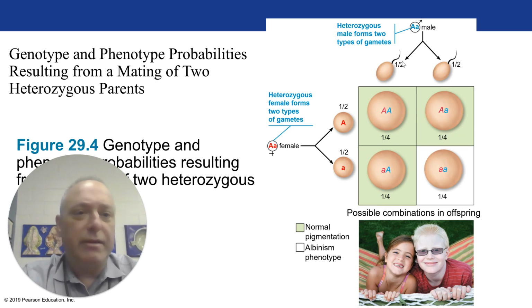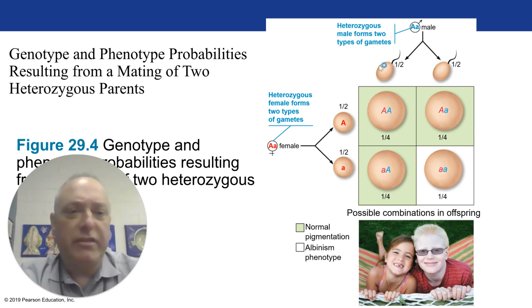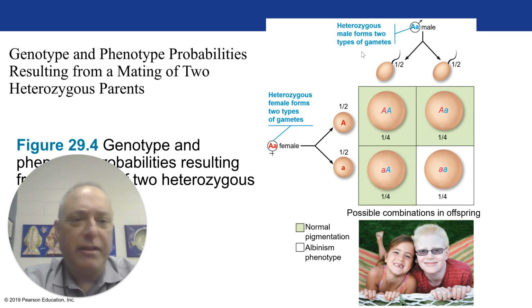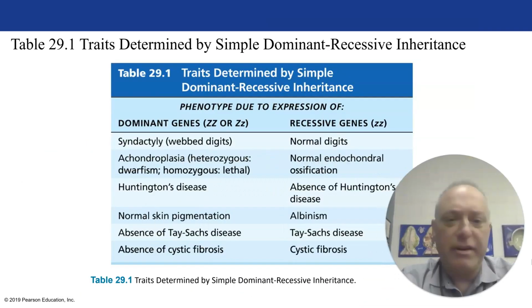So once again, we've got gametogenesis going on, and we've got dad on the top, these are the sperm, mom on the sides. This is called a Punnett square, and let's say that they're both heterozygous. Hetero means different. Heterozygous means different forms of the gene, so this is a capital A, lowercase a. The capital A is what's called dominant. Lowercase a is recessive.